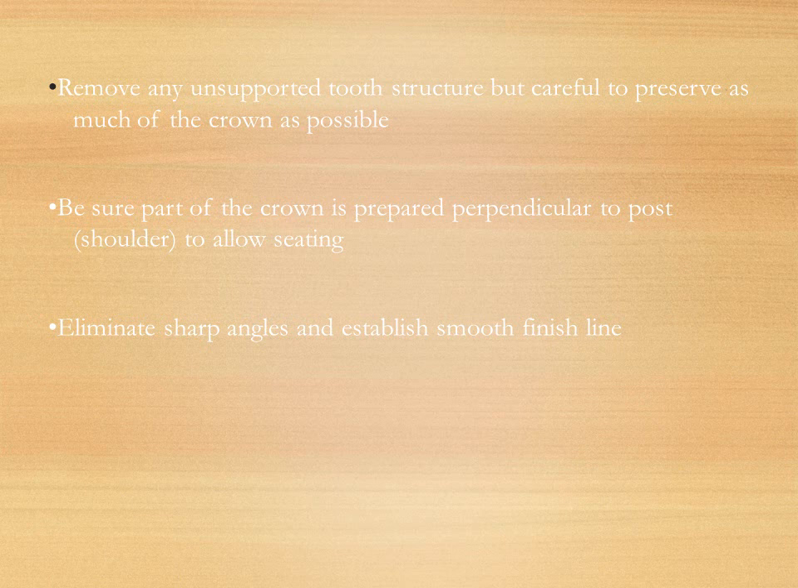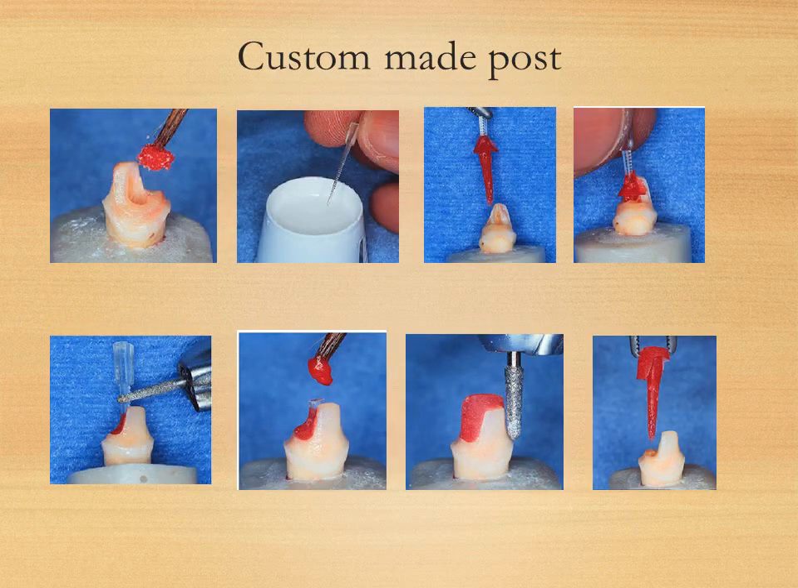But you also have to keep in mind that you have to preserve as much of the crown as possible, so that your core can actually be retained on normal tooth structure. Okay, so the shoulder, this is what I was talking about. And yes, we tend to eliminate all sharp angles and establish smooth finish lines, because if you have sharp angles in your preparation, they act as stress concentration areas, which can tend to cause mini fractures in those areas.